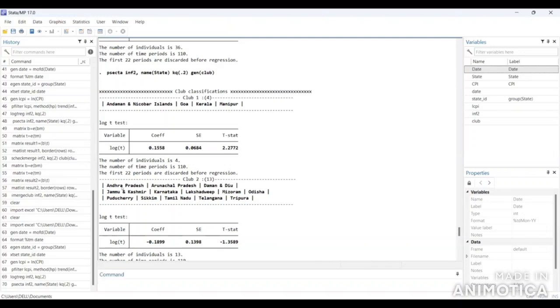And similarly, the next group is Andhra and 13 other states sharing this convergence.